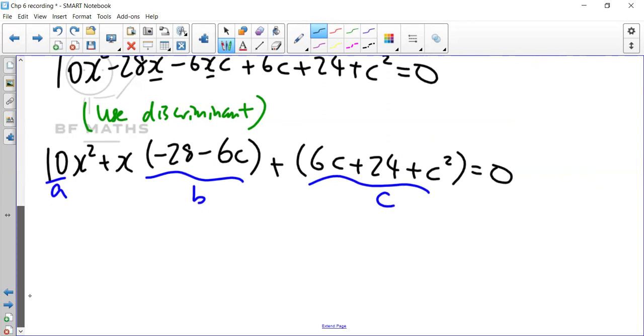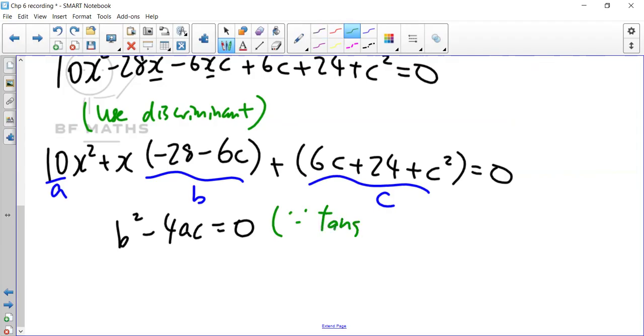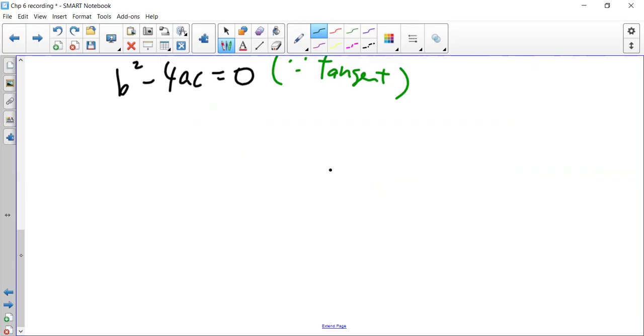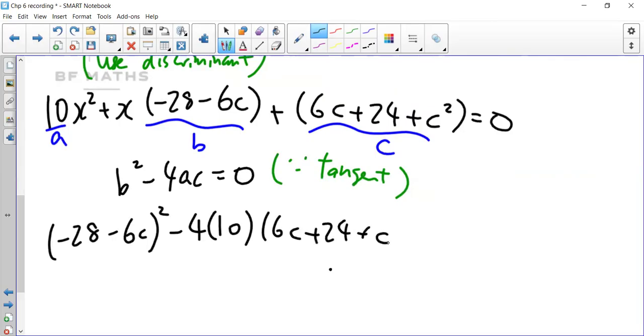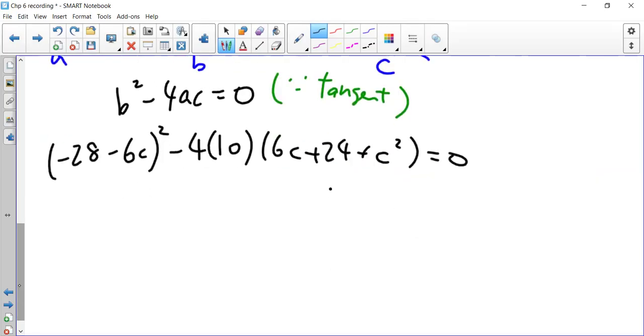So let's use the discriminant. B squared minus 4ac equals 0. Now, where did it come from? Again, because of tangent. So what I'm going to do is b squared minus 4ac. So b squared: minus 28 minus 6c, squared, minus 4 times a times c. Now, the algebra in here is quite ugly. Expand the bracket, again, double bracket.